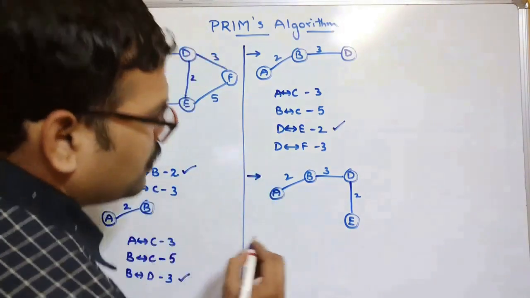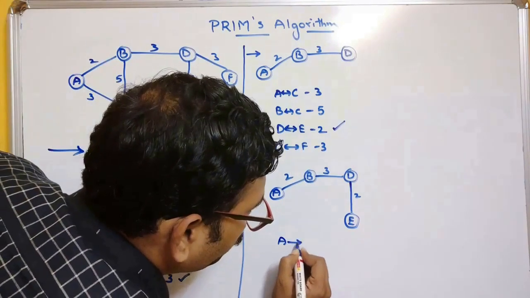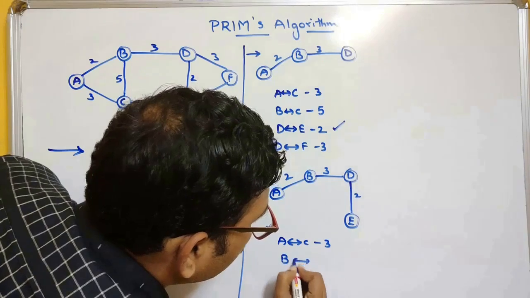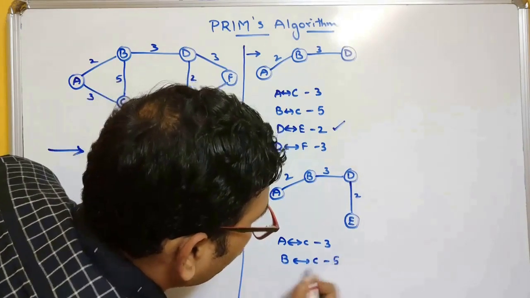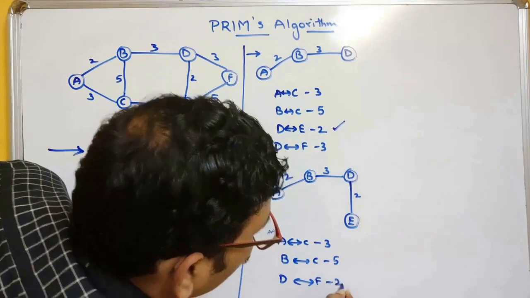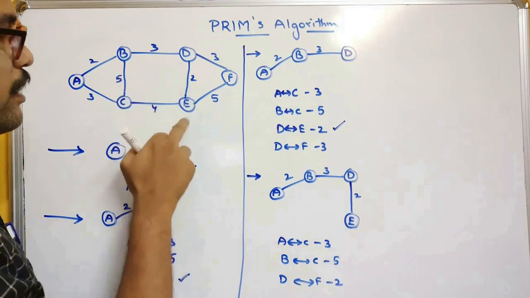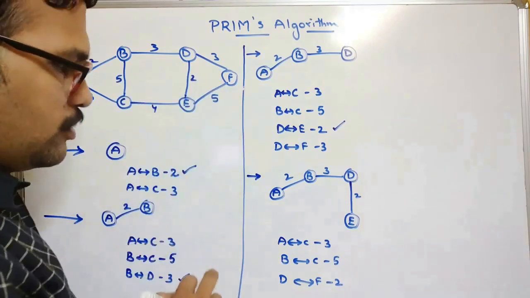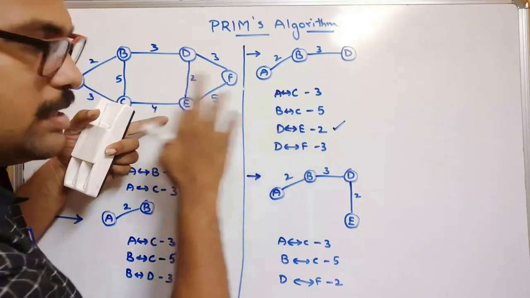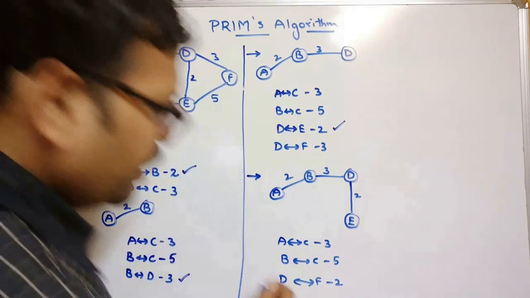And next, what are the remaining edges? Simply write here A to C with a cost of 3, B to C with a cost of 5 and D to F with a cost of 2. Now E is added. So what are the edges of E? E to D, E to C, E to F. So E to D is completed now. Just discard that one. E to C. So E to C is not there.